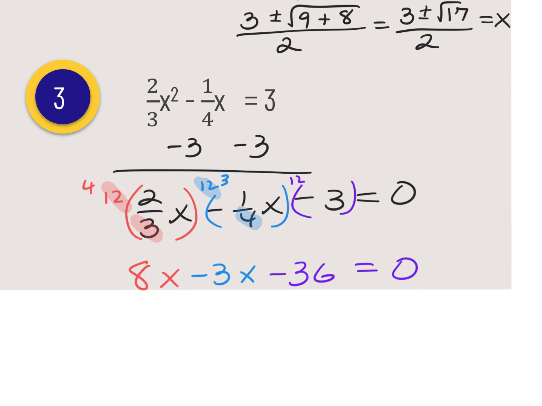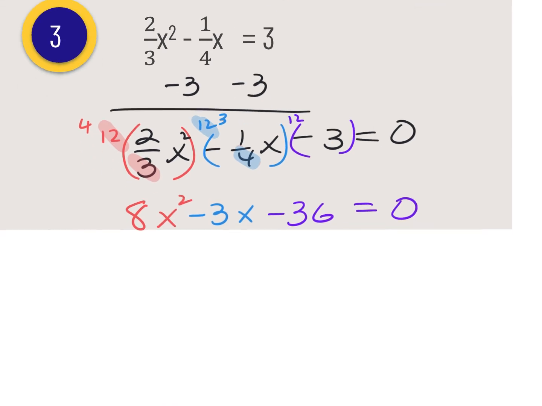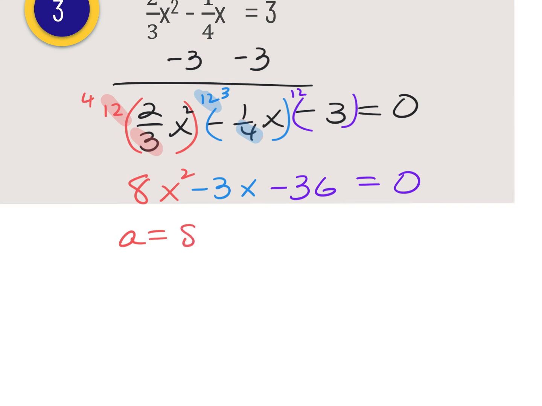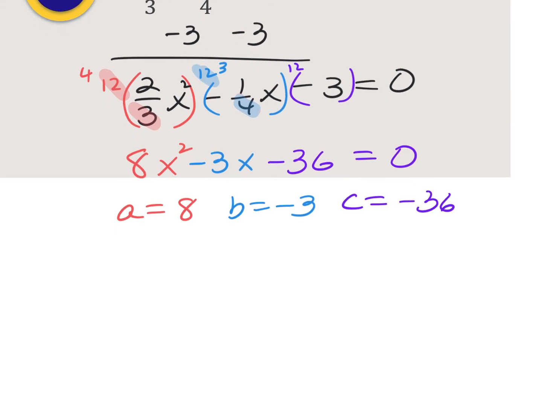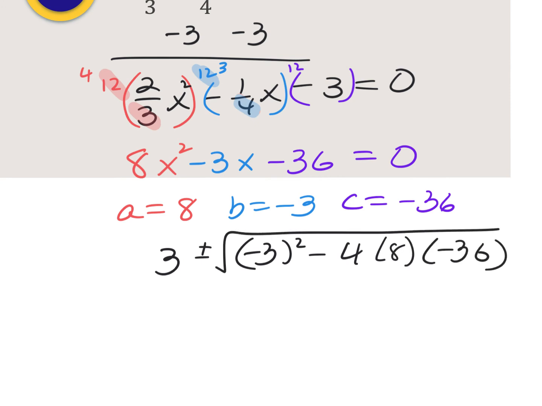So I did leave off the square, and that needs to go there and here. Perfect, thank you. All right, so now my A term is 8, my B term is negative 3, and my C term is negative 36. Now I can plug it into the formula. So again, I'm going to put it in as the opposite of B, so that's positive 3 plus or minus negative 3 squared minus 4 times A times C. That's all under the square root symbol, 2 times A.